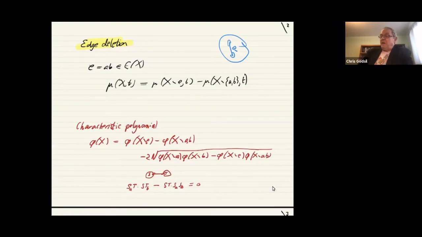Okay, the first two terms are the same, but there's this rather weird square root term at the end. I won't be explaining that today, but it involves X drop A, X drop B, the graph X drop AB you started with, and X with A and B deleted. Now you can show that square root term will vanish if the edge is a cut edge. And that's easy.